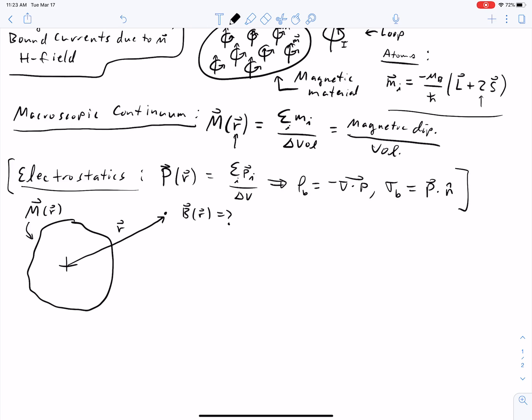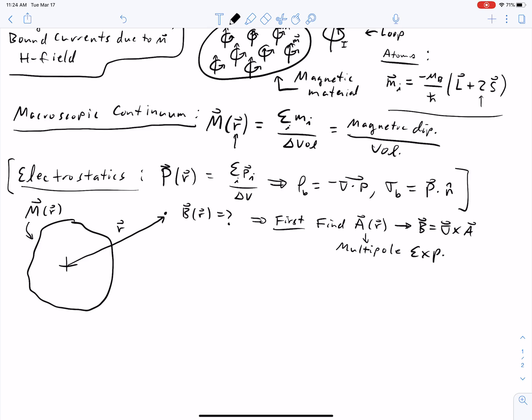Well, we know what to do. Our strategy will be to first find the vector potential A at the point R. And once we have A, then we know that B is equal to simply del cross A. And to find A, we will use the multipole expansion that we derived in the last lecture. Let's use the multipole expansion.